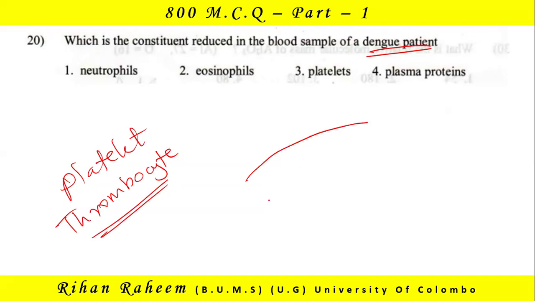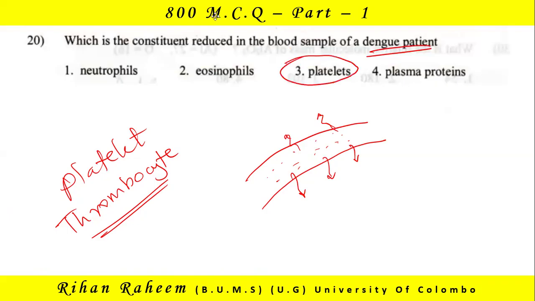Actually, these platelets keep the blood inside the blood vessels. They are like a gum, holding the blood inside the blood vessels. When the platelets reduce, blood will spill out of the blood vessels and get collected inside the body. Internal hemorrhage, an internal blood leak, can happen when the platelet count goes down. So in dengue patients, platelets are normally reduced. So the 20th one, also answer number 3.